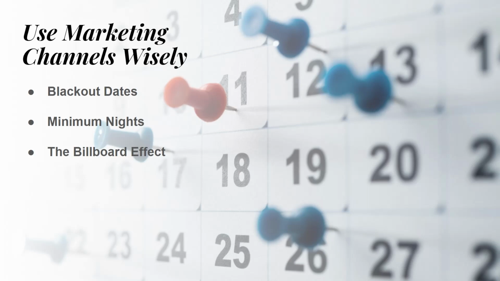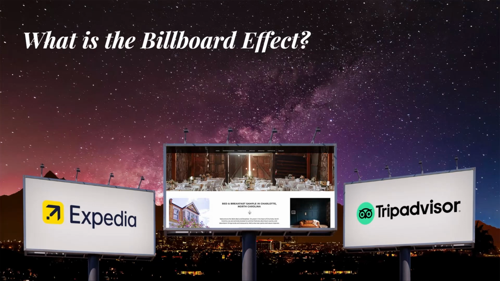Keeping in line with this theme of using marketing channels wisely, I'd now like to talk about the billboard effect. So what is the billboard effect? The billboard effect refers to the phenomenon where online travel agencies or OTAs indirectly benefit properties by increasing their visibility and generating more direct bookings through their own websites or direct channels. It suggests that when a property is listed on an OTA platform and gains exposure to a broader audience, it can experience an increase in direct bookings on its own website. In other words, people find out about your property on marketing channels and then book with you directly for future stays.